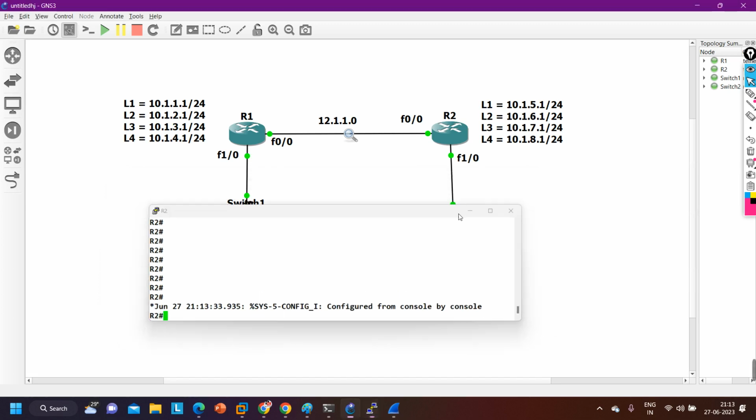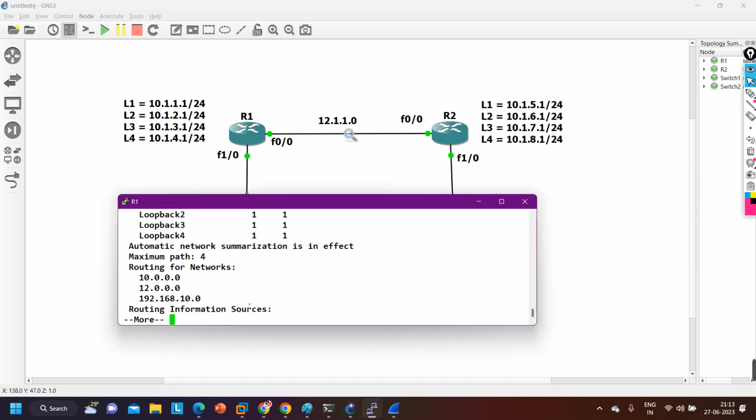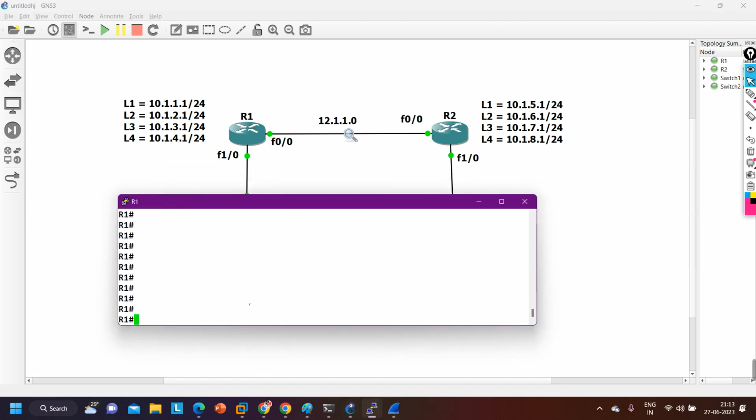Guys, ping 10.1.5.1, source 10.1.1.1. Will it work? Will it work, guys, or not? Yes, Rohit, tell me. Yes, sir, it will work. It will not work.